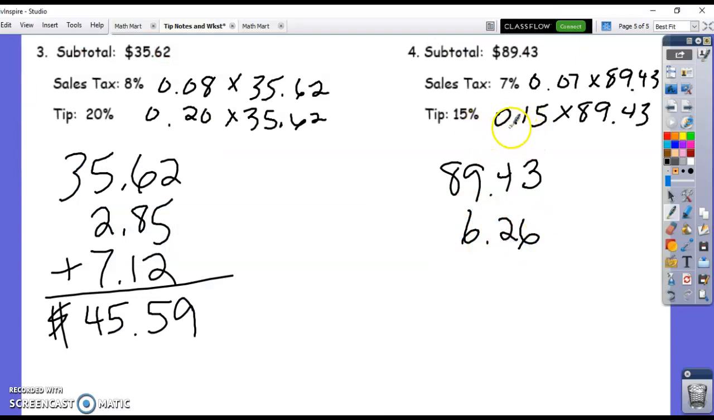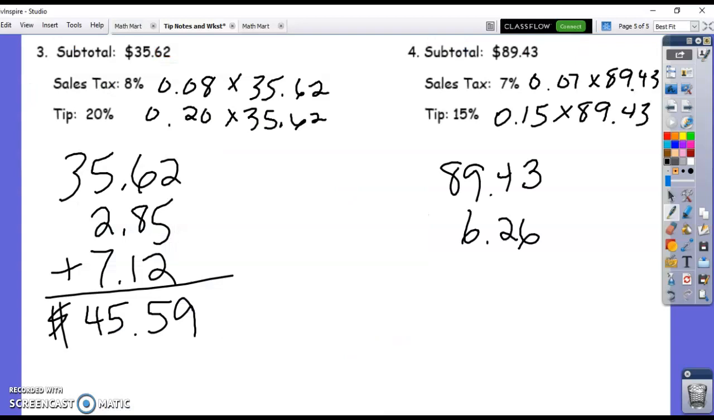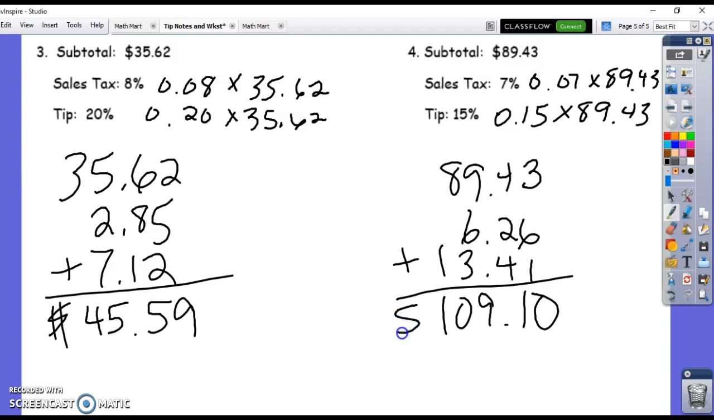And now to figure out my tip, I'm going to take 0.15 times 89.43. So 0.15 times 89.43. And I get, let's see, 13.41. My next number is a 4, so I'm going to keep it as it is. So 13.41. So then I'm going to add all these three numbers together. And when I do that, I should get $109.10. All right, good job, everybody.